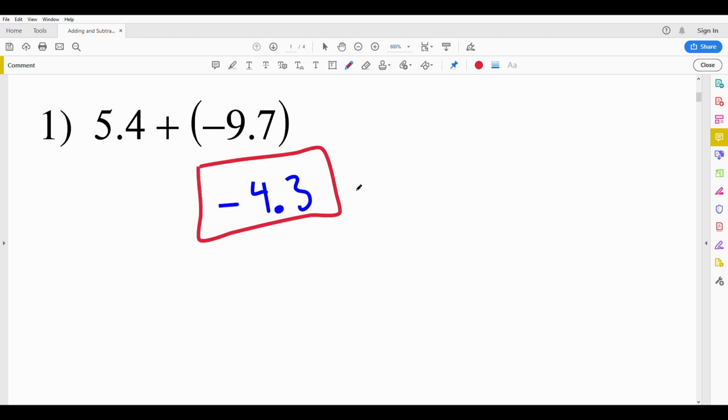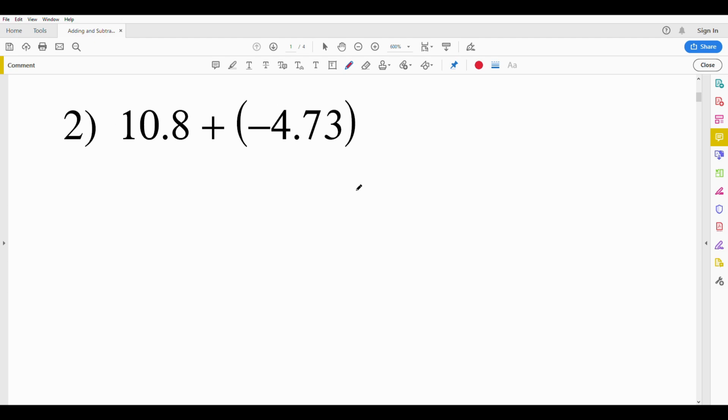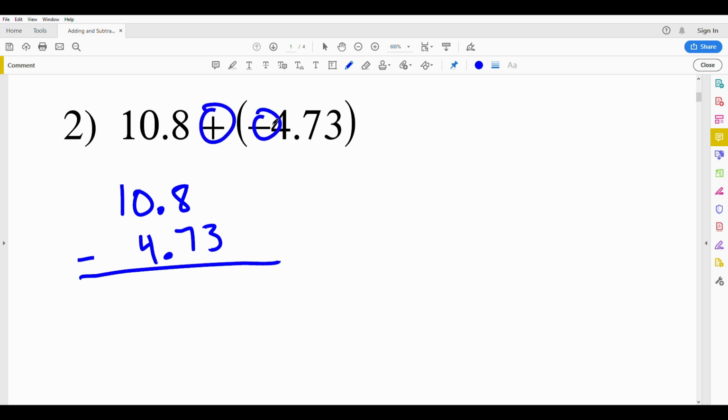Let's continue on to number 2. Right away, let's ask ourselves, is the result going to be positive or negative? Well, 10.8 is a greater distance from 0 than negative 4.73 is. So our result is going to be positive. And remember, adding a negative is the same as subtracting a positive. So we can just think of this as 10.8 minus 4.73, because adding a negative is the same as subtracting a positive.